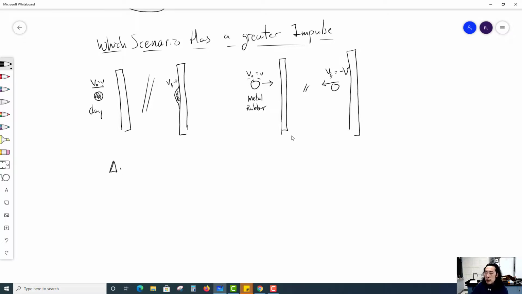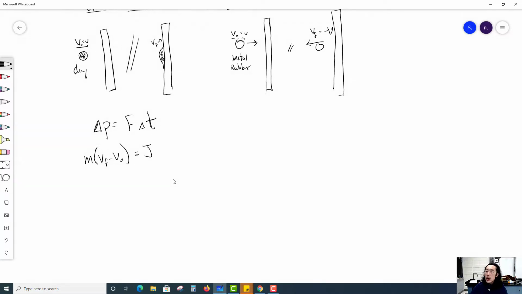So we know impulse, delta p, is equal to force times the change in time. What I want to focus on is the left-hand side. Let's say that for both objects, they have the same mass. So m(vf minus vo) is equal to impulse J. We want to focus on the impulse. We know that the final velocity is 0. So 0 minus vo is equal to J. So our impulse is equal to negative m vo. It changed by that amount. That is how much the momentum has changed.